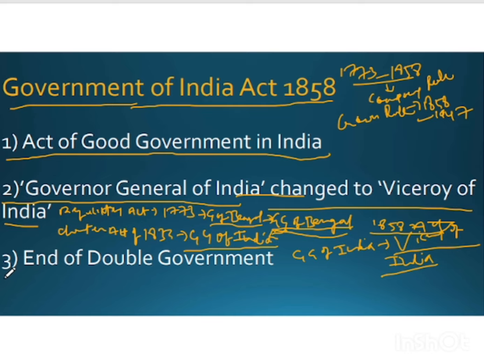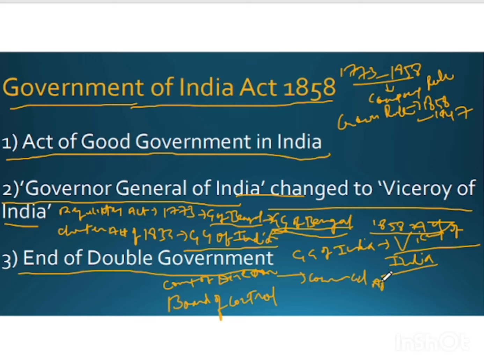The third point, also a landmark change through this act, is the end of double government. What does double government mean? Prior to this act, there were two bodies: the Court of Directors and the Board of Control. The Court of Directors managed commercial affairs, and the Board of Control managed political affairs. These two bodies got abolished through the 1858 Act. This is what the third point says.